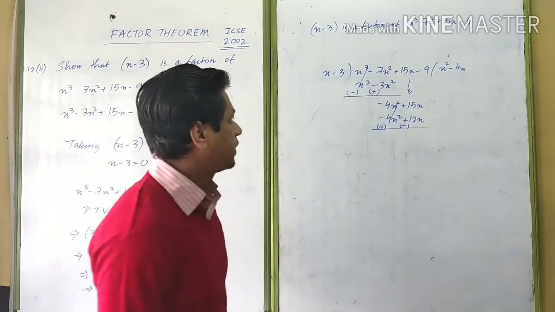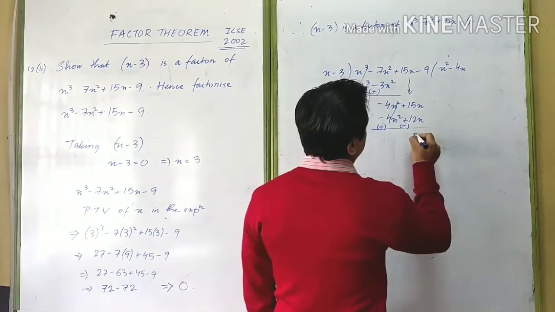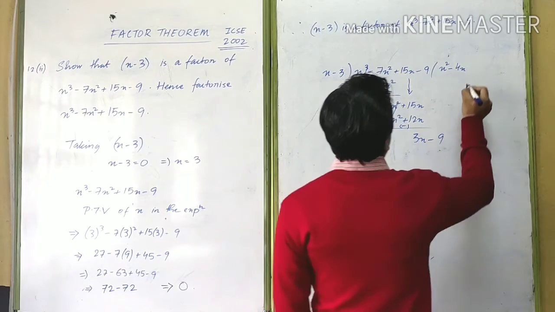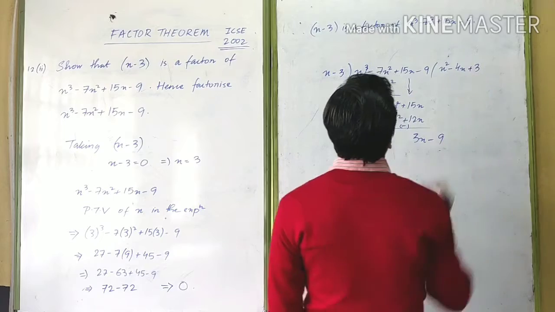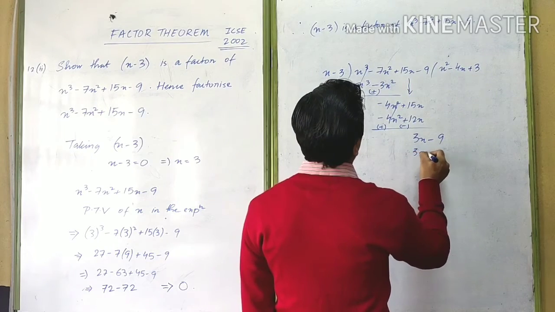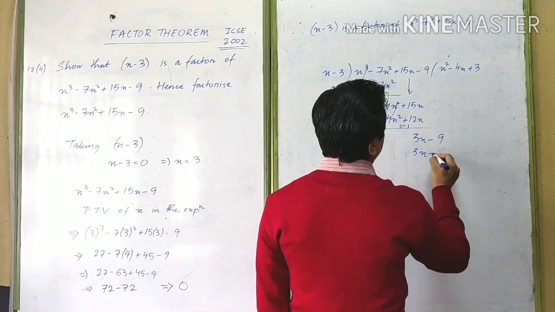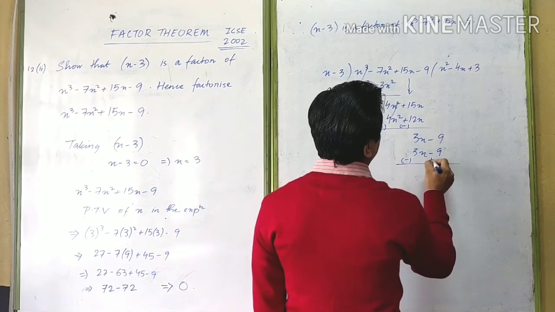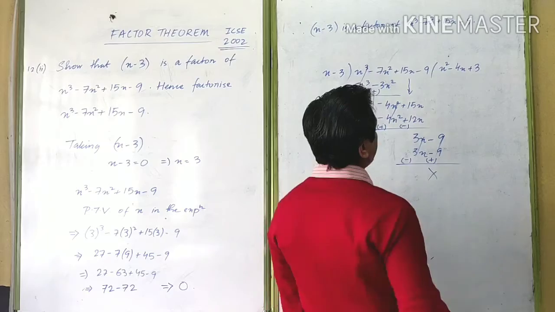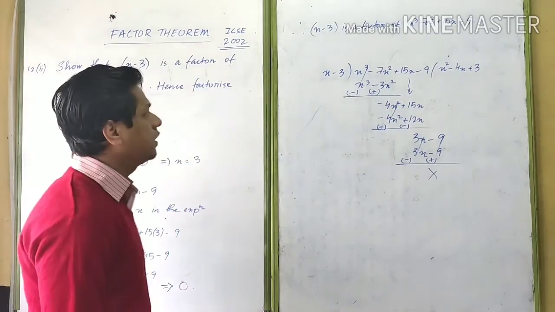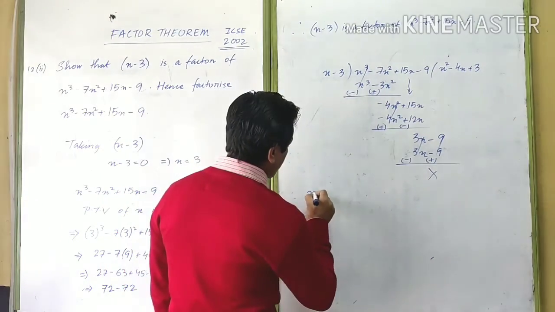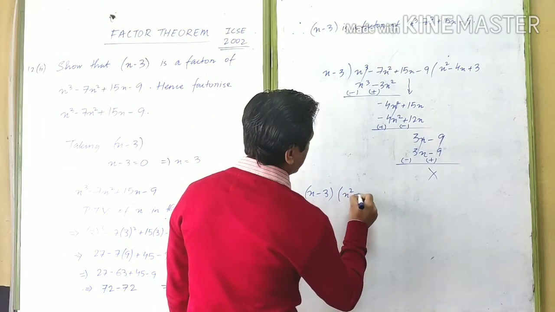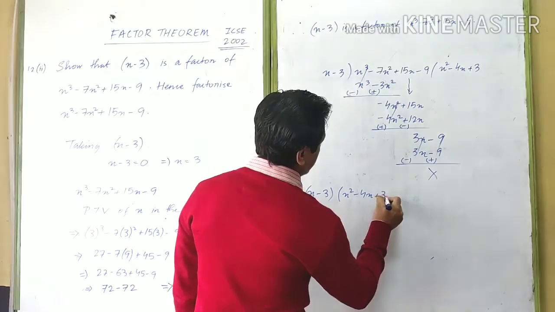Minus 4x square gets cancelled. I am left over with 3x minus 9. So plus 3 times x gives me 3x, minus into plus gives me minus, 3 into 3, 9. I'll change the sign, both the terms get cancelled. Okay, so x minus 3 into x square minus 4x plus 3.